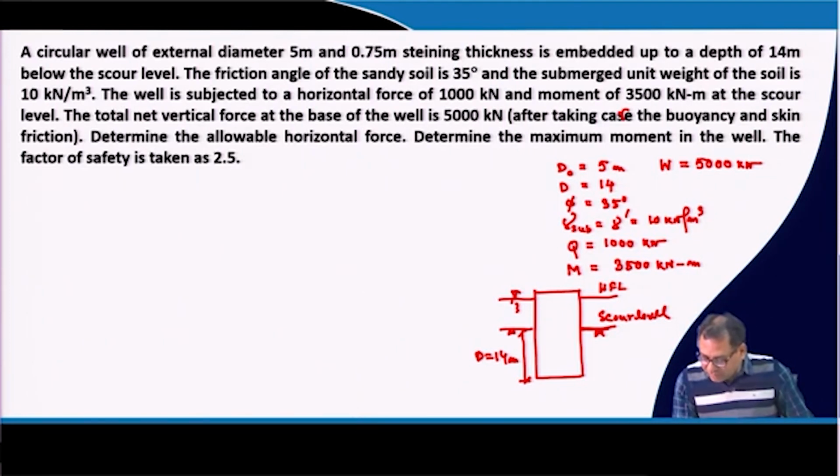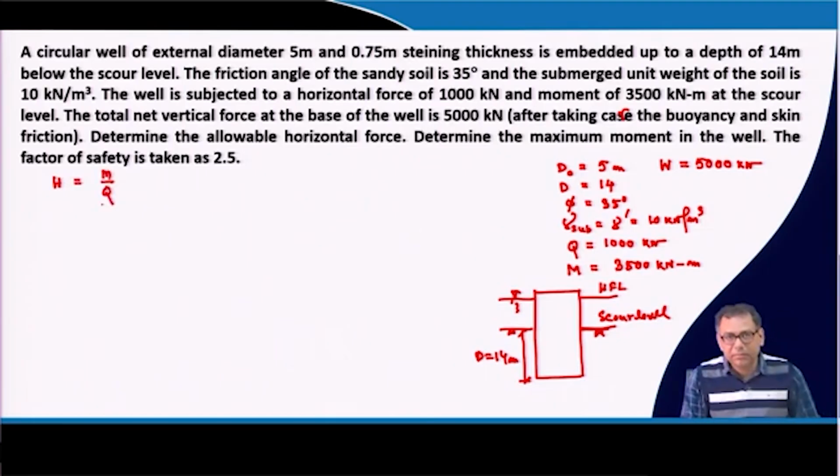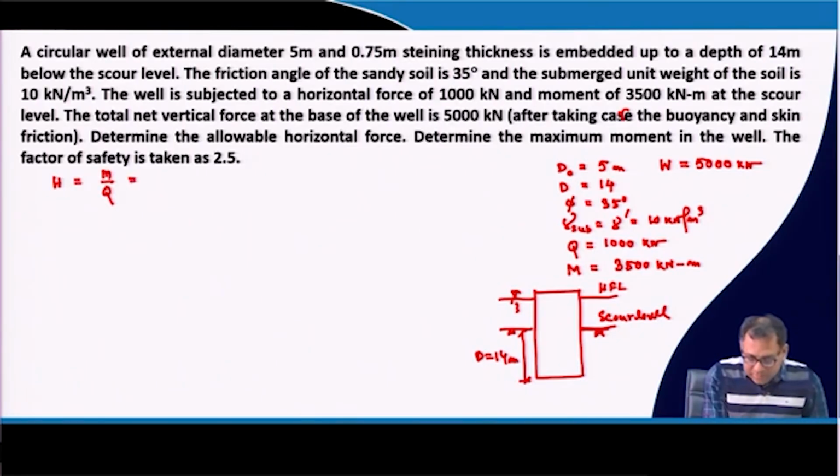Actually, the horizontal force is acting here, and there is also a moment acting. So, we can determine the H value. H is nothing but M by Q. M is 3500 and Q is 1000, so this is 3.5 meters.